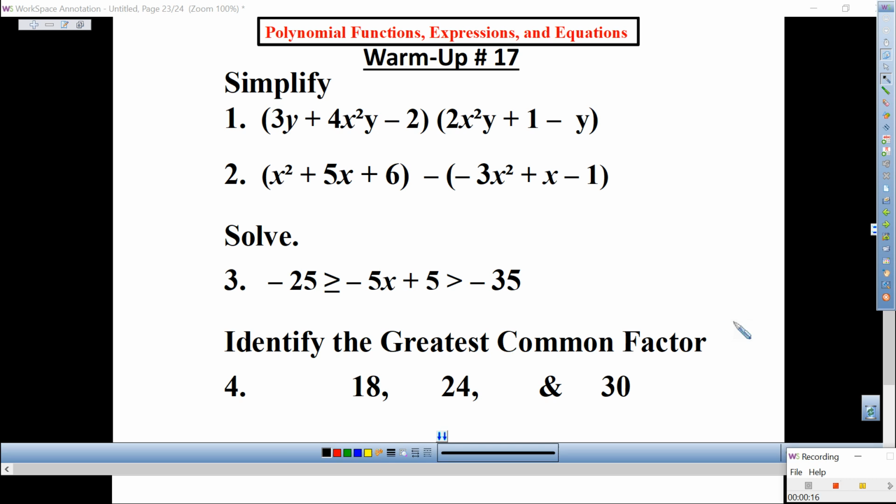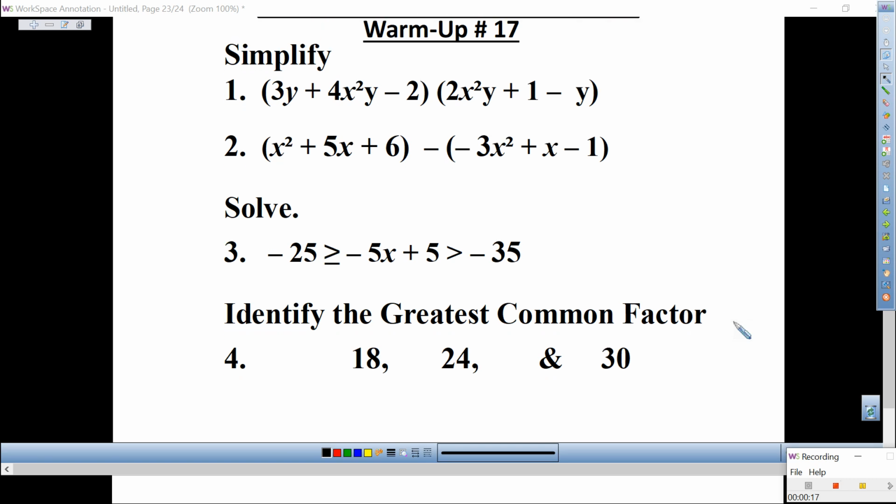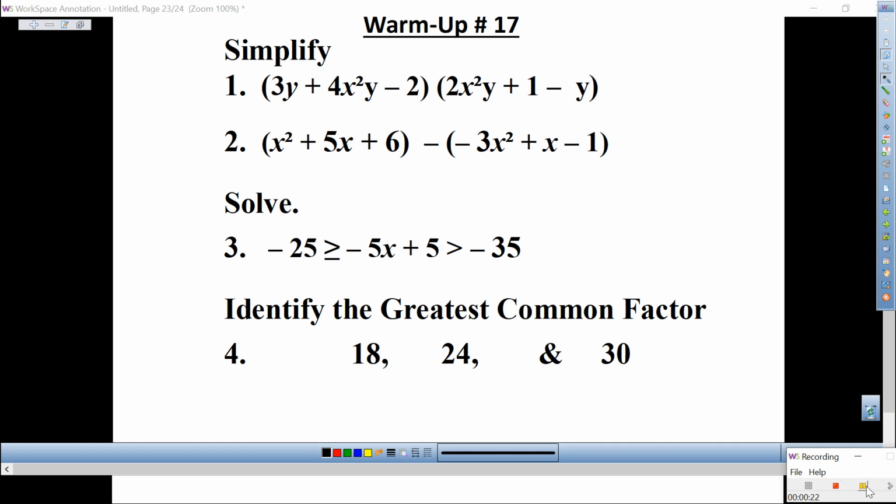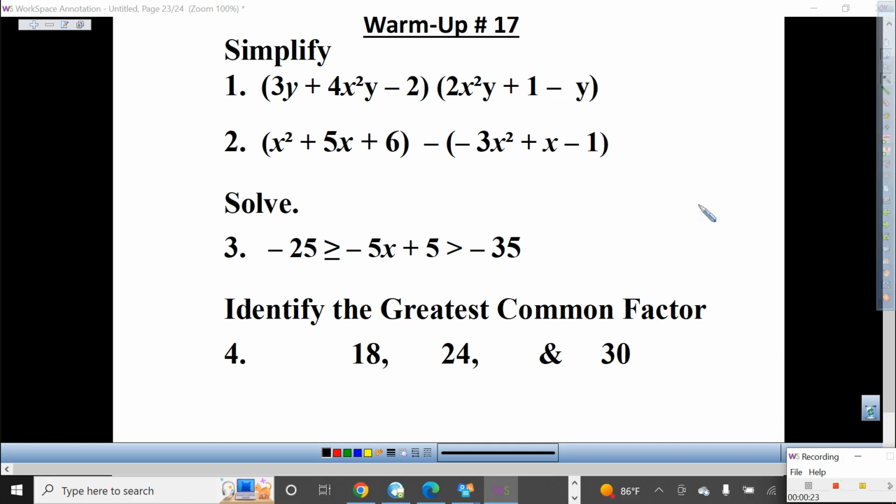Let's go. All right, warm-up number 17 is on the screen. Let's see how you do with that. Copy and go. All right, number one. What'd you get for number one, please? JP, what'd you get? Okay. All right. Diego, Rosas, go.